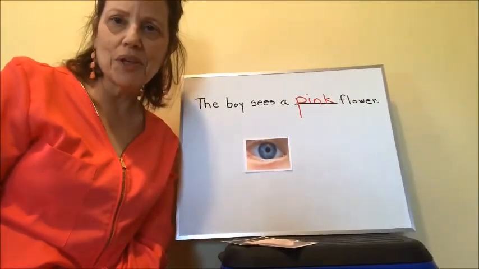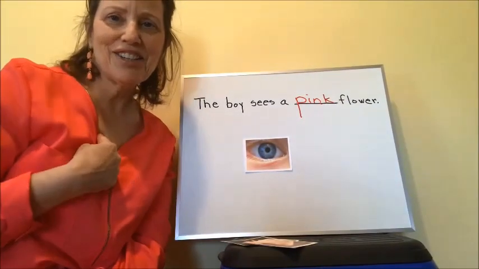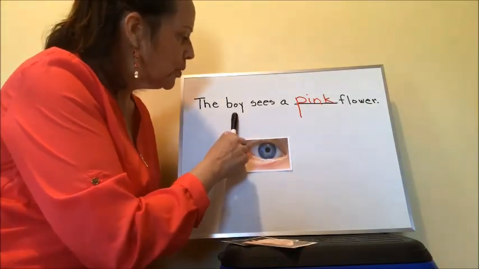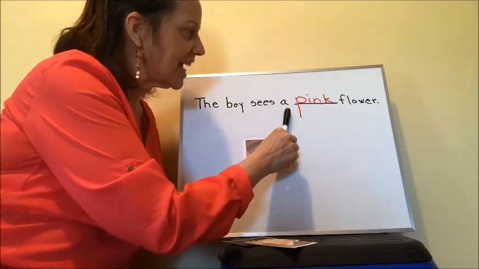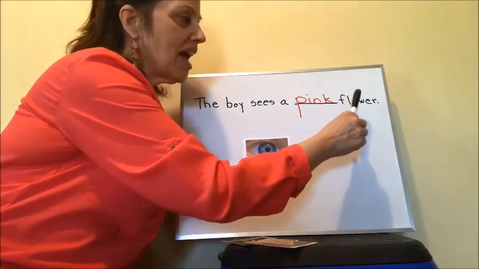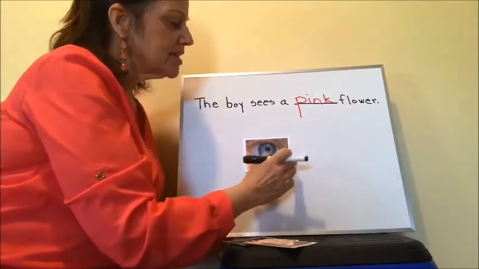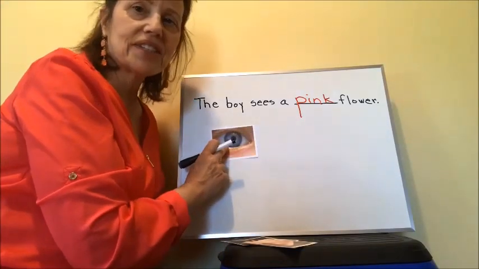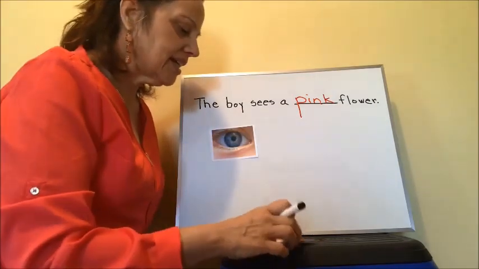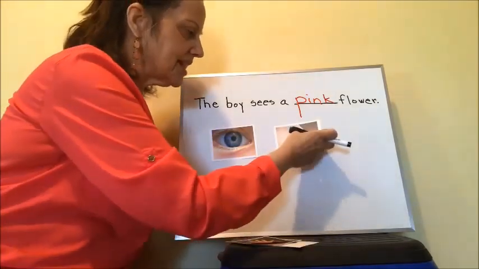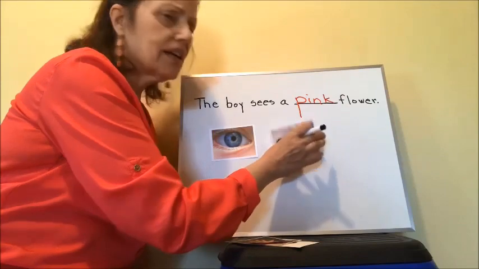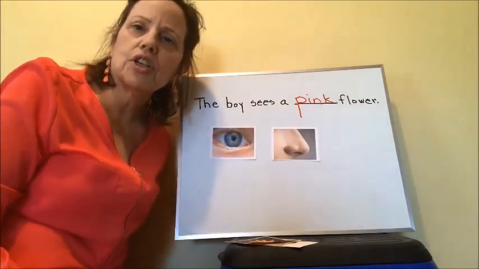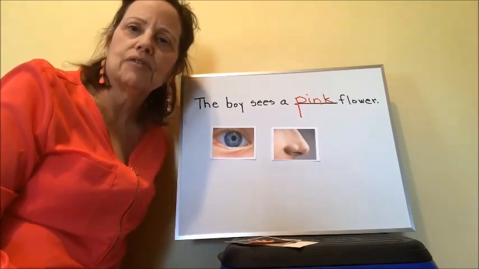Take a minute to think of a color word that would go in that blank. Did you think of the word pink? I did too. So now let's read our sentence. The boy sees a pink flower. So that is a describing word using our sense of sight. Let's take another one. Let's do the sense of smell.